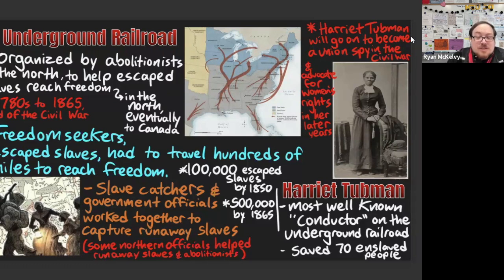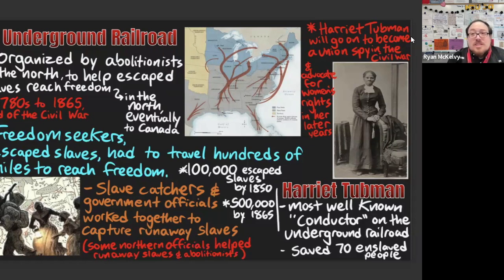The most famous, of course, is Harriet Tubman. She was the most well-known conductor on the Underground Railroad. They used a lot of railroad and train style language. So if you were somebody who guided people, you were a conductor. There were tickets and things like that. She is the most well-known conductor. She will end up saving about 70 enslaved people and guiding them to freedom.